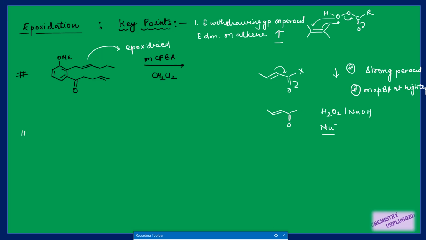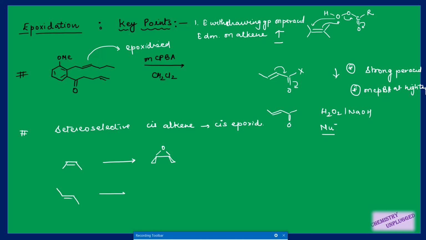The next important thing which we all know, but sometimes we may get confused over it, that this reaction is stereoselective in nature. Stereoselective means if you have cis alkene, then cis epoxide will form, right? This thing is very easy to understand, that you have an alkene like this, and upon epoxidation it will give you epoxide like this, right? Or if you have E alkene, then it will give you E epoxide, right? So this is very simple thing.